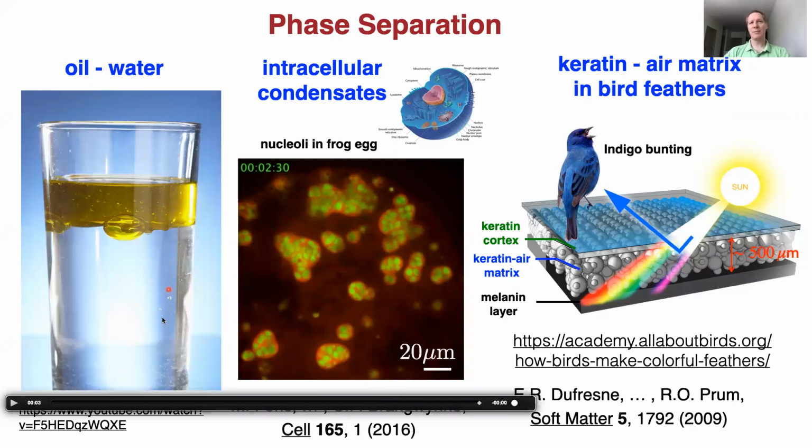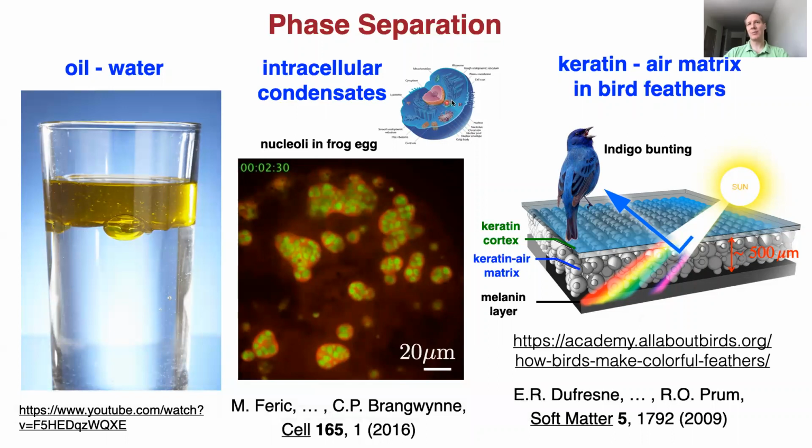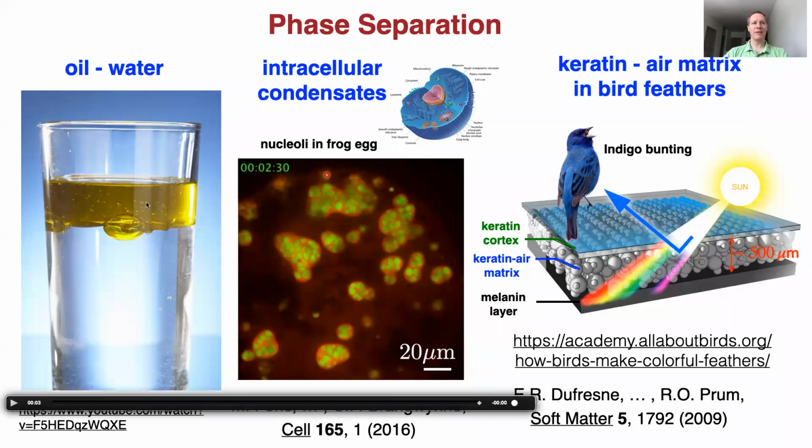And something very similar is also happening in biology. For example, here what you want to see is an example of so-called intracellular condensates. Inside the cell, we have a lot of these different organelles. And for a long time, biologists thought that they're really separated from each other via a membrane. But in the last decade, it was recognized that there are also organelles which don't have membranes, and they form via phase separation, just like between oil and water.